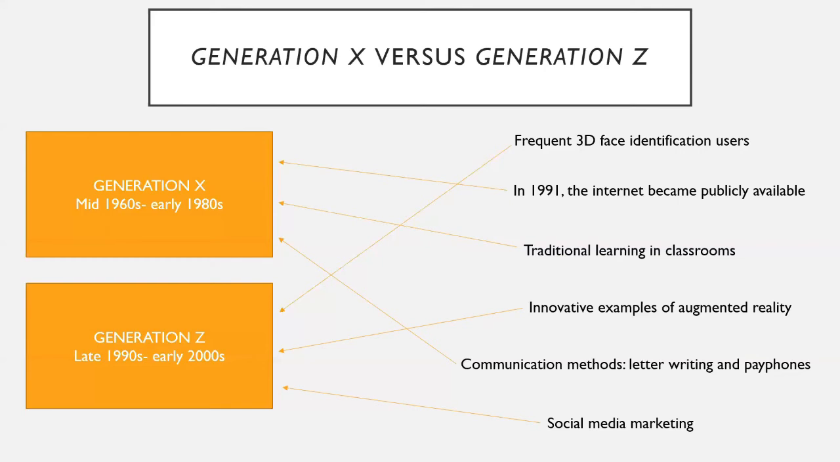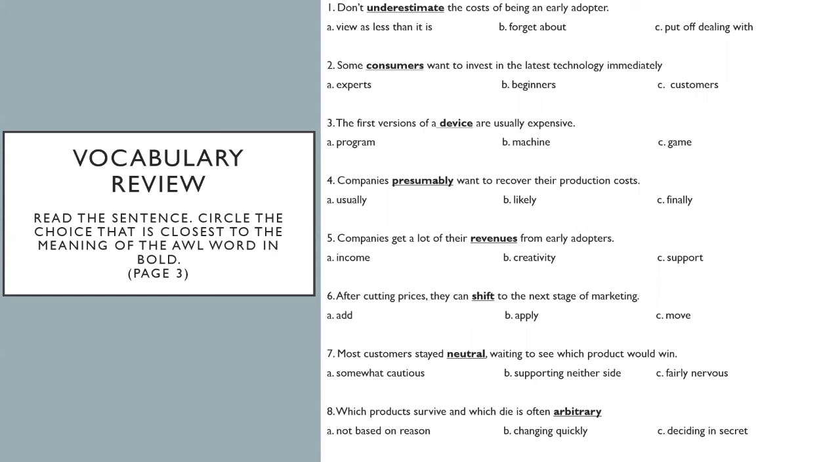Now for the next one, we are going to complete a vocabulary review, which is on page 3. We are going to define the underlined terms using the possible answers A, B, or C. So we'll quickly read through them and you guys will take a chance and choose your answers, okay? So number 1, don't underestimate the cost of being an early adopter. What is the meaning of underestimate? The answer would be A, view as less than it is. To underestimate means that you don't think it will be more or it will be excessive. You think it will be less.